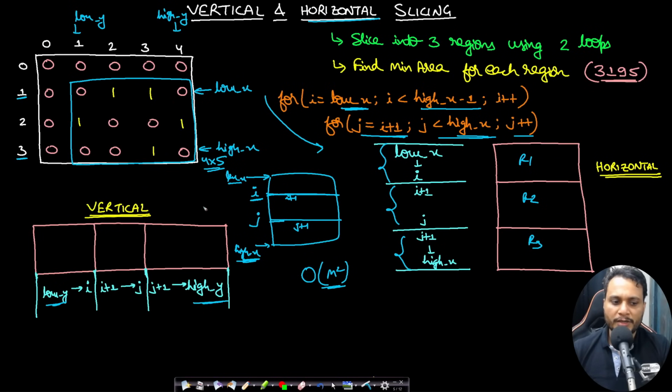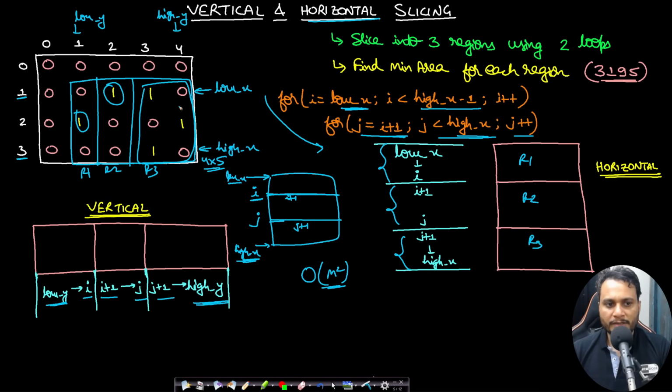And similarly, you can do the slicing from low y to I as region 1, I plus 1 to j as region 2, and j plus 1 to high y as region 3. If I have to show you, you can do something like this. This is region 1, region 2, region 3, and in each region you find the minimum sized rectangle or the minimum box to cover all the ones. So 1, 1, and here you will have a 3 by 2. So total area will be 6 plus 2, which is 8.